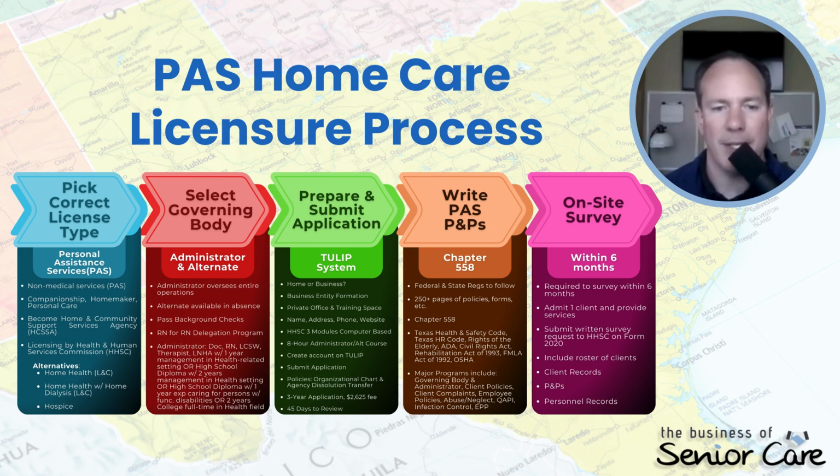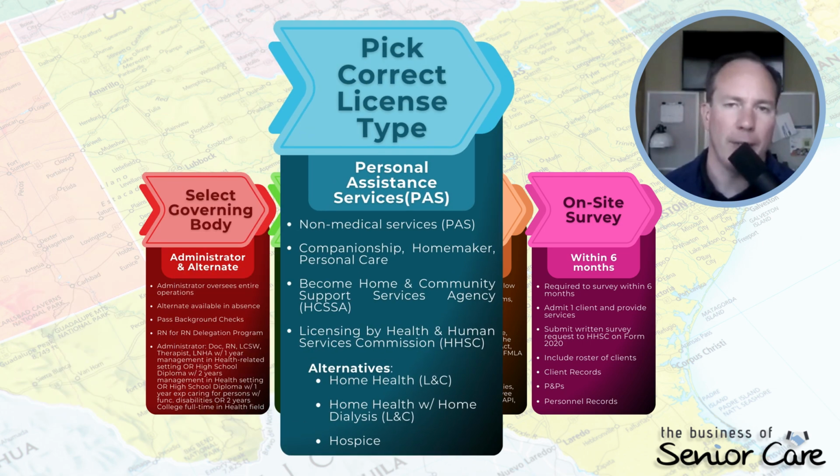Starting along the left-hand side here, there are 5 major components of obtaining your personal assistance services license in Texas. And we'll go through each one and some of the specifics for each one. All the way on the left-hand side is picking your correct license type. So there are a few different types of licenses to choose from.